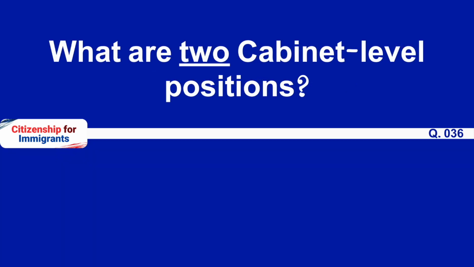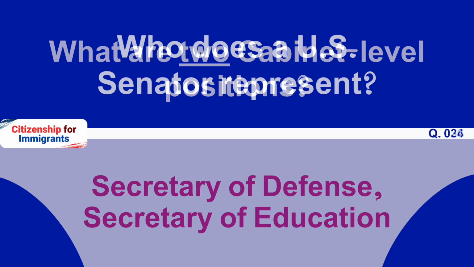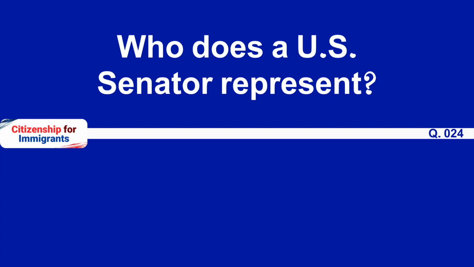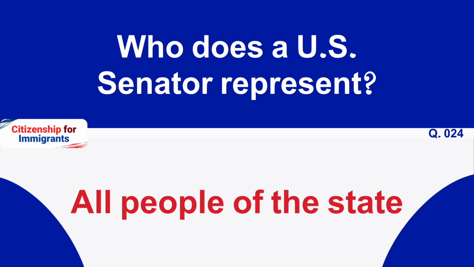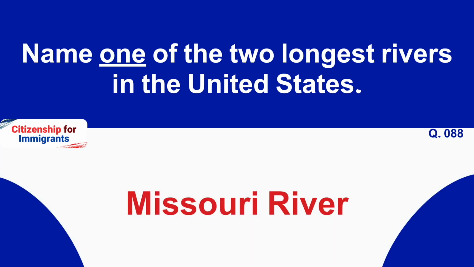What are two cabinet-level positions? Secretary of Defense. Secretary of Education. Who does a U.S. Senator represent? All people of the state. Name one of the two longest rivers in the United States. Missouri River.